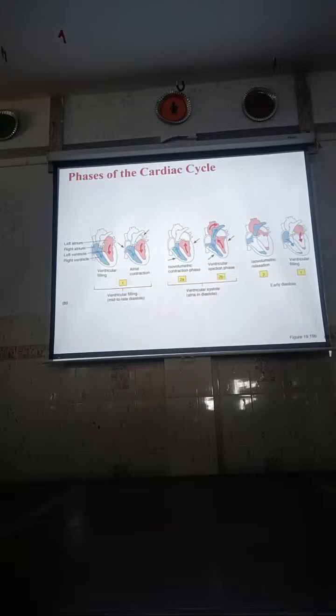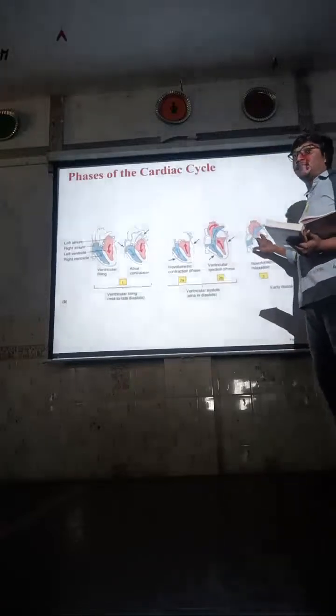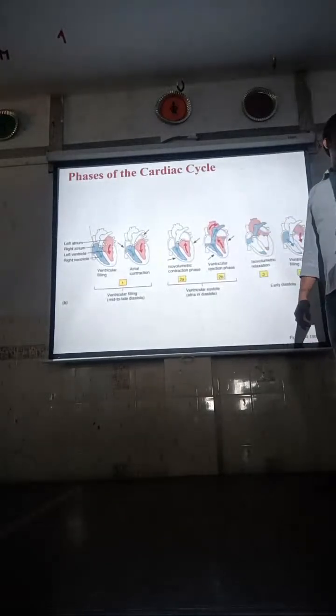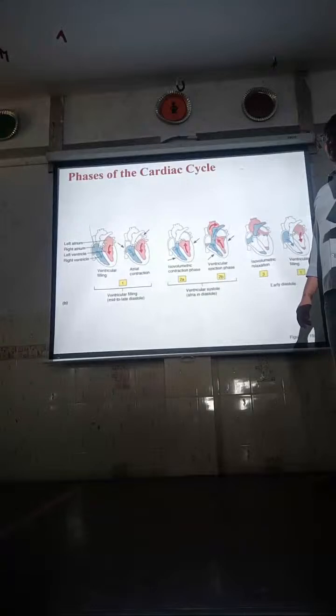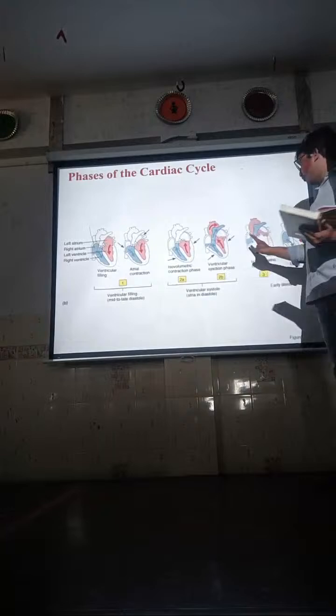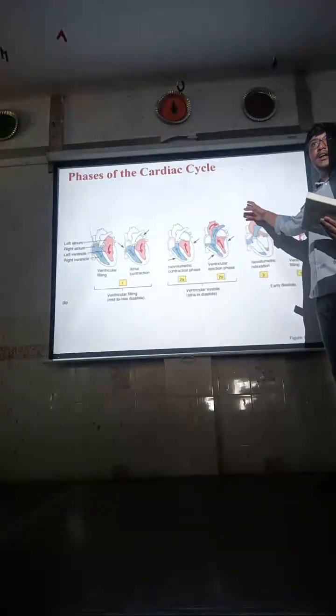Now we know what isometric contraction is. What is happening here in isometric contraction? The tension in the ventricle is increased, but the length of the muscle fiber is not changing. Now, when we talk about the ejection period, whatever blood is there in both ventricles gets emptied into the pulmonary trunk and aortic circulation. It is called the ejection period because it is sending the blood out.